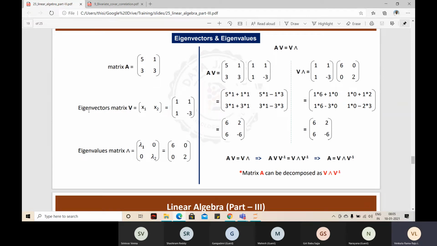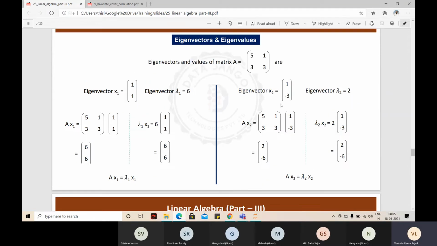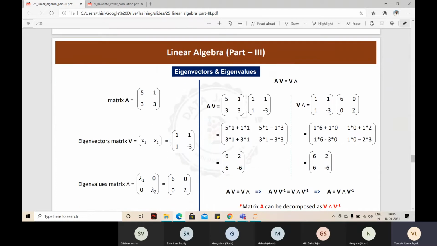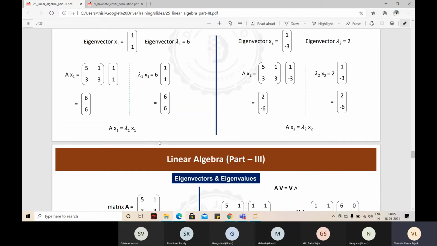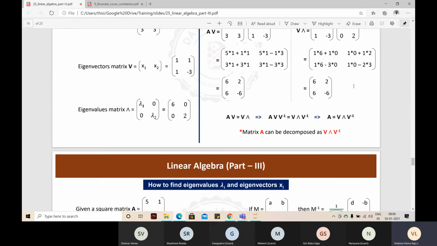So we can represent the eigenvectors as a matrix like this: 1, 1, 1, minus 3. This is 1, 1. This is 1, minus 3. 2 vectors, right? I join those 2 vectors and create another matrix, the eigenvector matrix. The eigenvalues also will create a matrix like this: lambda 1, 0, 0, lambda 2. It's a diagonal matrix. See, lambda 1 is 6, lambda 2 is 2. So we kept the bigger value first and the smaller value next.